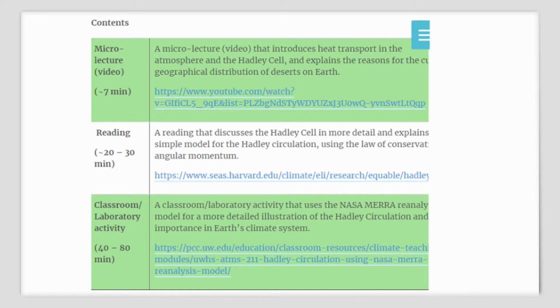A classroom or a lab activity, an interactive activity to better engage with our students that uses the NASA MERRA reanalysis model for a more detailed illustration of Hadley circulation and its importance in Earth's climate system. Here is a step-by-step guide towards the use of this lesson plan in your classroom or lab. We have suggested these steps as a possible plan of action. You may customize the lesson plan according to your preferences and requirements.